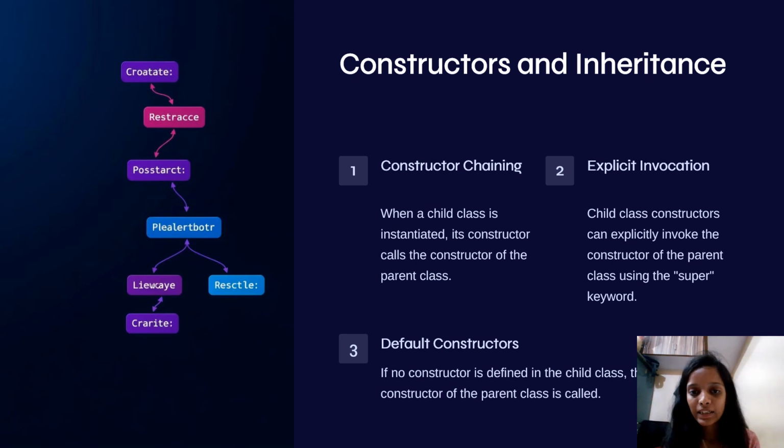Constructors and inheritance. Constructor chaining: when a child class is instantiated, its constructor calls the constructor of the parent class. Explicit invocation: child class constructors can explicitly invoke the constructor of the parent class using the super keyword. Default constructors: if no constructor is defined in the child class, the default constructor of the parent class is called.